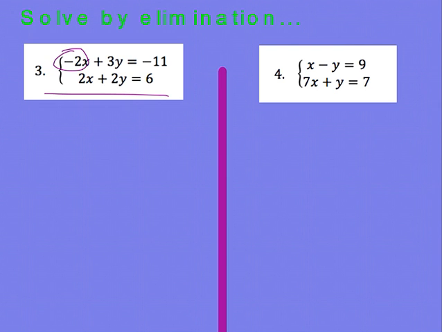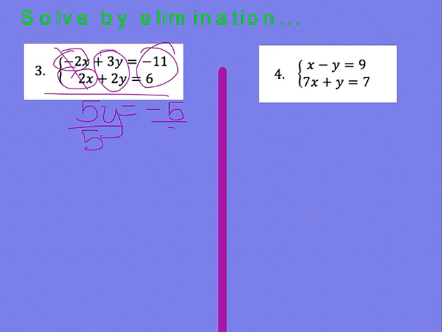So I notice that negative 2x plus 2x, that's going to cancel out because I have the same number with an opposite sign. Then I'm going to add down the columns here. 3y plus 2y is 5y. Negative 11 plus 6, well, that's going to give me a negative 5. So now I have that 5y is equal to a negative 5. So I'm going to go ahead and divide both sides by 5. And then I get that y is equal to a negative 1.